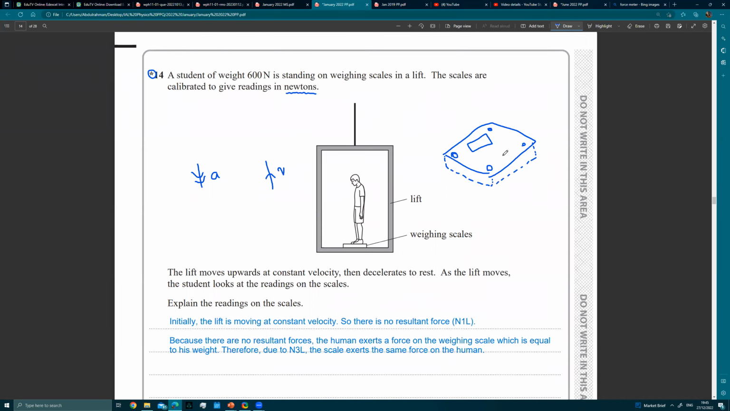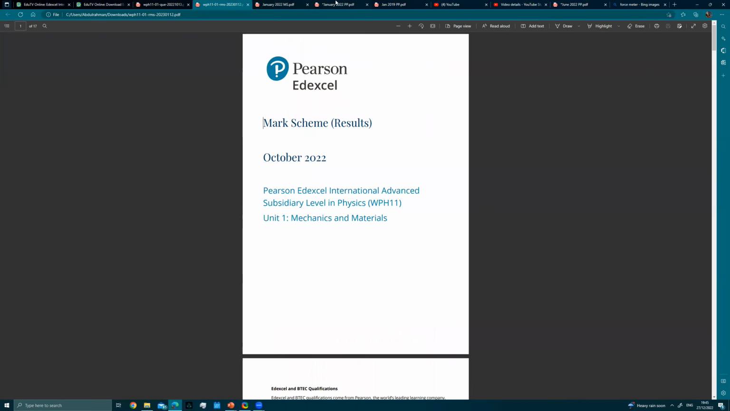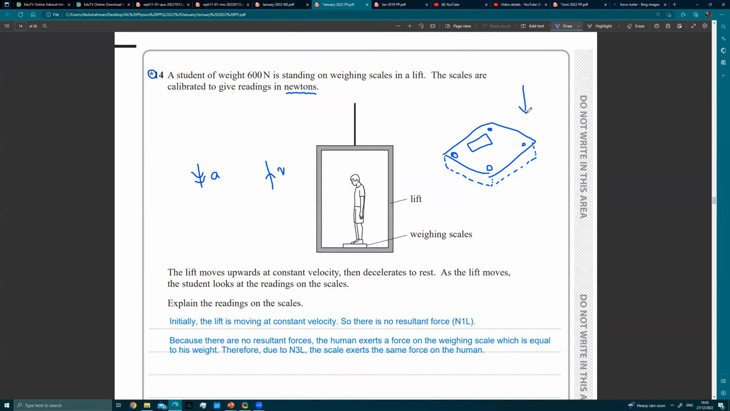I'm saying the way the scale works is basically a force meter. In a force meter, whatever force you apply, that's the reading it gives you. Okay? This is the exact same thing. Whatever force you apply on this scale, that's the reading it's going to give you.